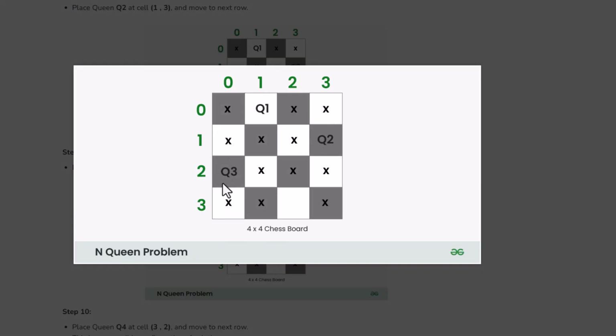Now, for this one, if I place queen 3 at 2-0, that's actually safe already. I don't have to go any further for this round. So it's still promising because there's no queen in its rows or columns.